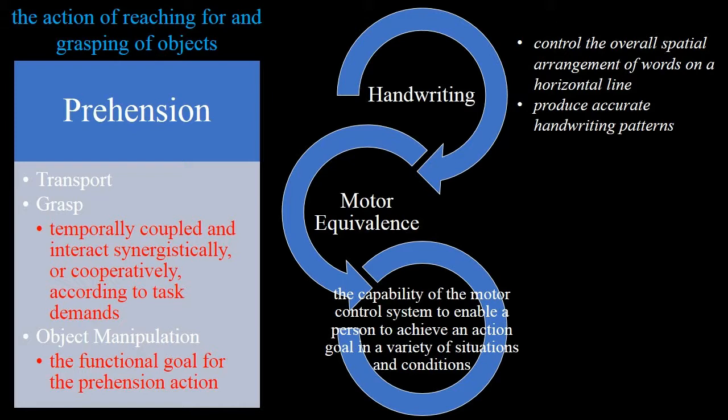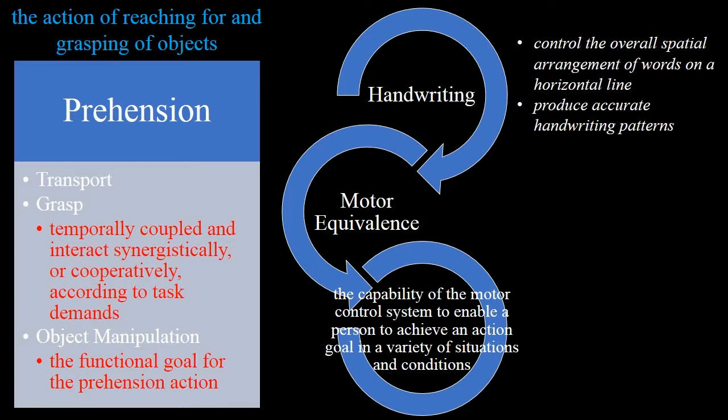Object manipulation is defined as the functional goal for the prehension action. An important part of understanding the control of prehension relates to what the person intends to do with the object after grasping it. Prehension actions are a type of speed accuracy skill because accurate hand movement is required and the movement speed will be influenced by that accuracy demand.